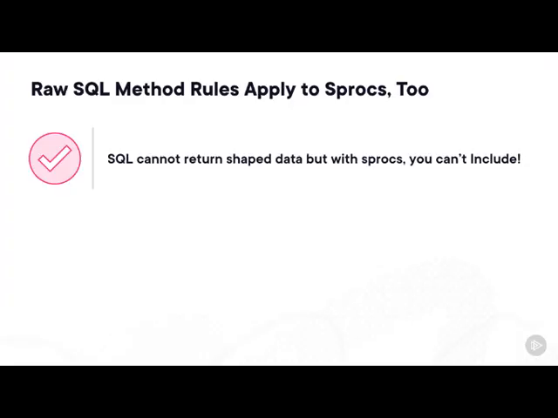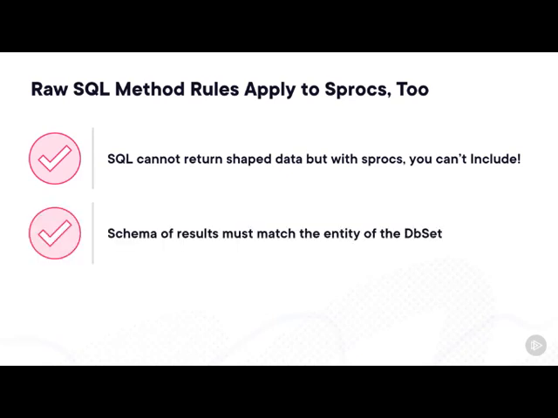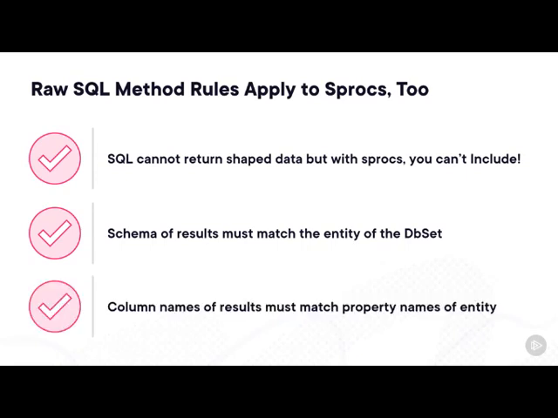And don't forget that one of the rules for raw SQL methods is that your SQL or the stored procedure can't return shaped data. And again, unlike using SQL expressions, with stored procedures, you can't get around that with the Include method. And remember the other rules that we learned about these methods. Because I'm querying from the Authors DbSet, the shape of the result of the procedure must match the Author type, not just in the properties, but also the column names need to match the property names. That way, EF Core will know how to create the resulting objects.